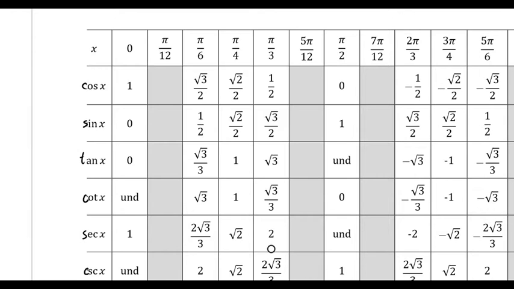So why is this one undefined? Because 1 over 0 doesn't work. Does that make sense? So this is how you're going to fill out the rest of this. There's a lot of information here. Like, what is this? 2 root 3 over 3. That's just the simplified version of 2 over root 3.